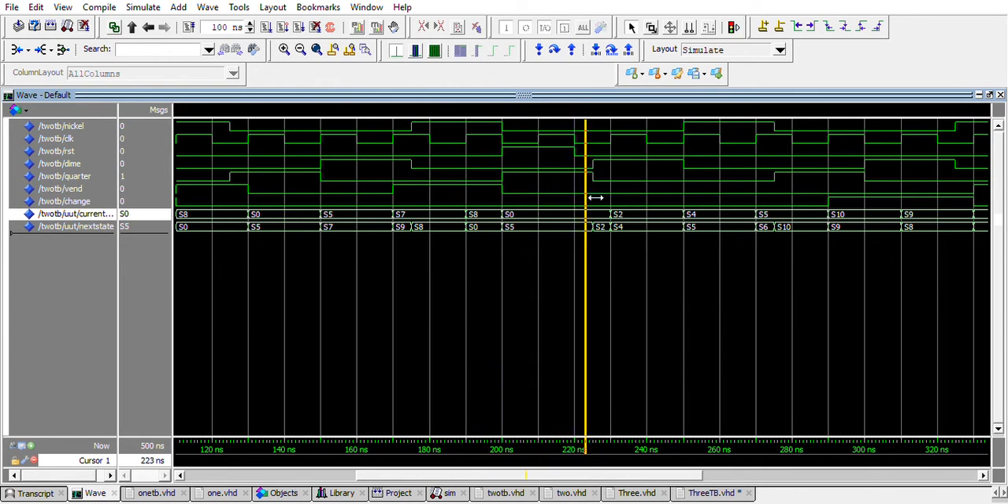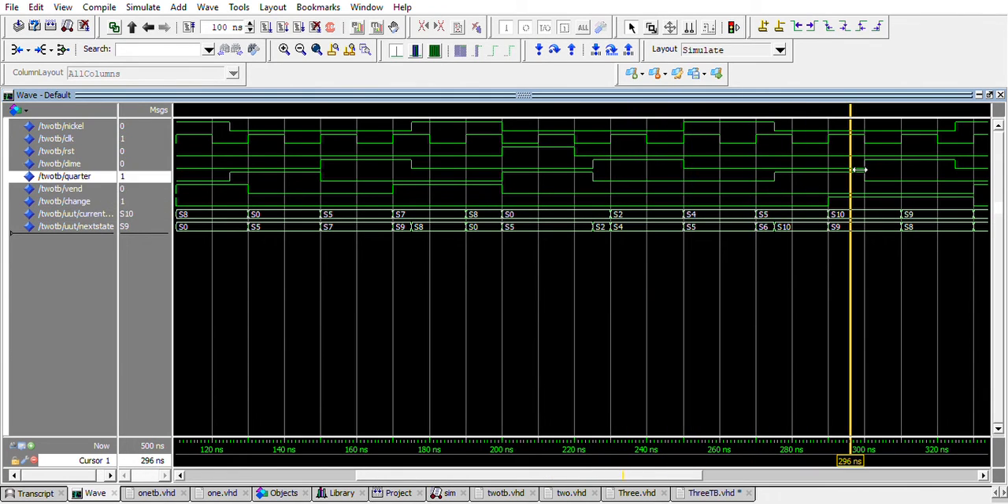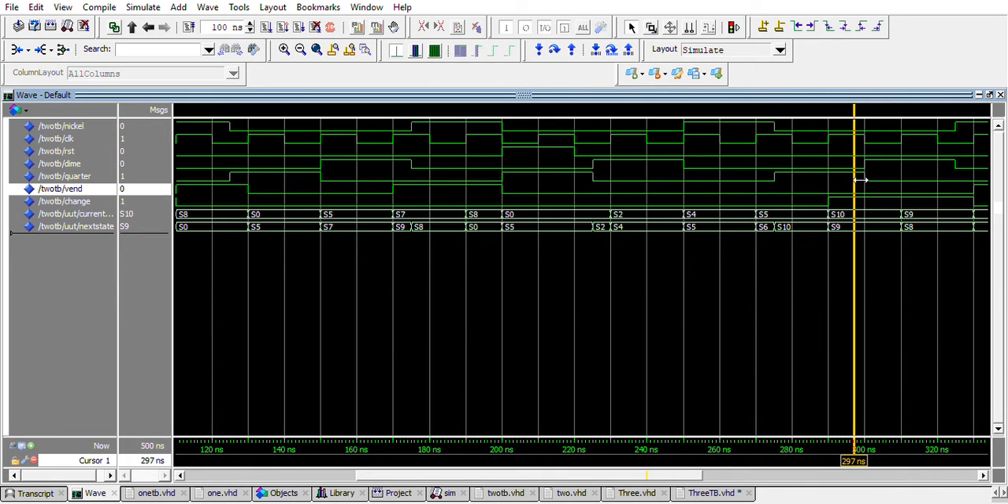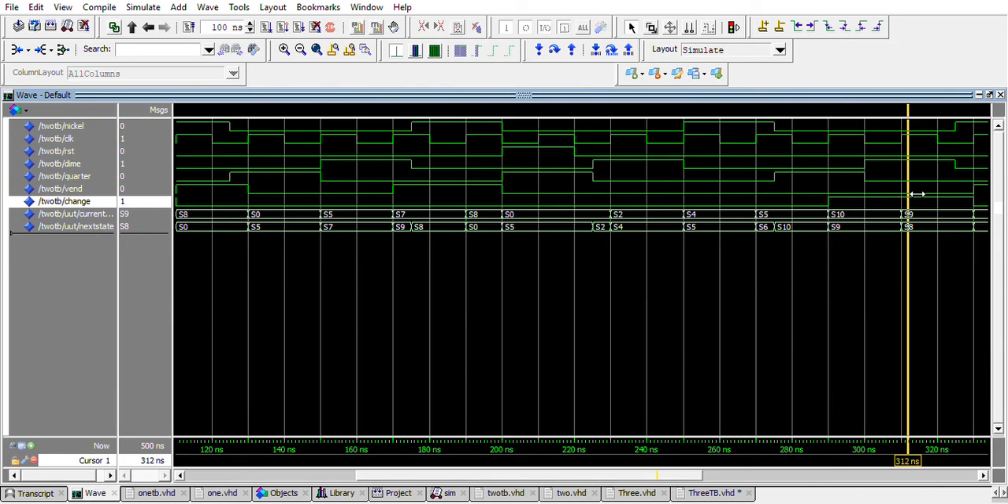From state 0, depending on input, we can go to state 2, state 4, state 5. State 10 is a new state I created for this one. This would be 50 cents. So from state 10, this would cause change and vend to go high for 1 cycle. This would give 5 cents back, or you go into state 9.